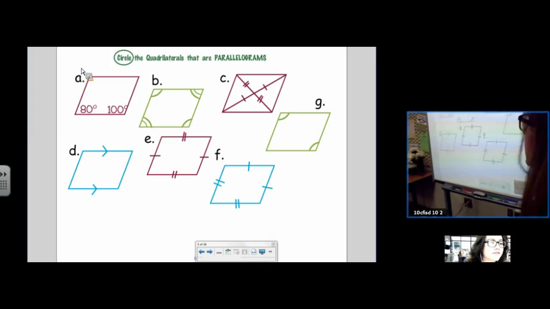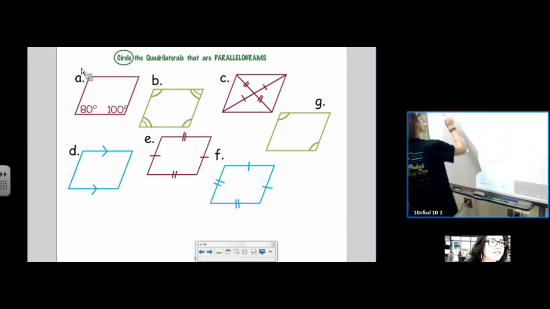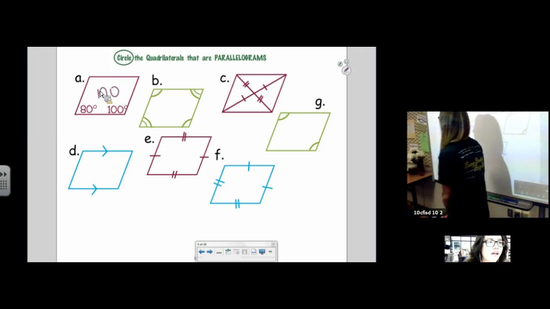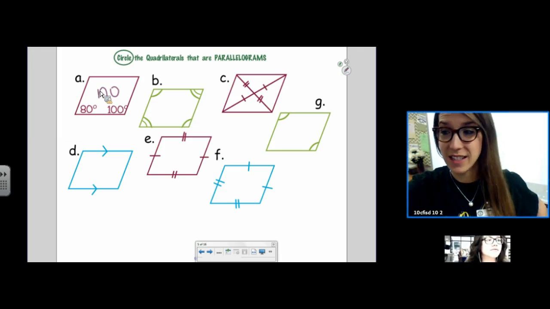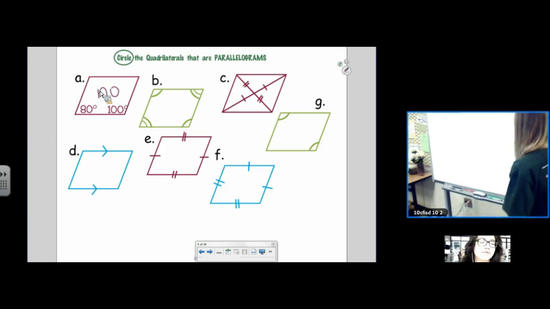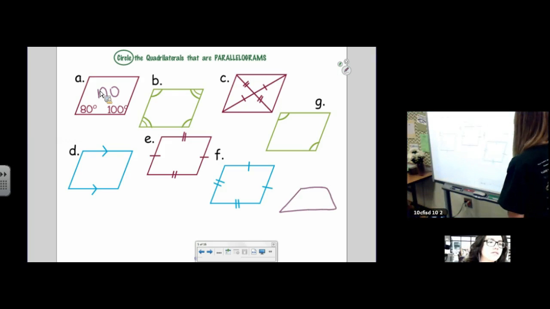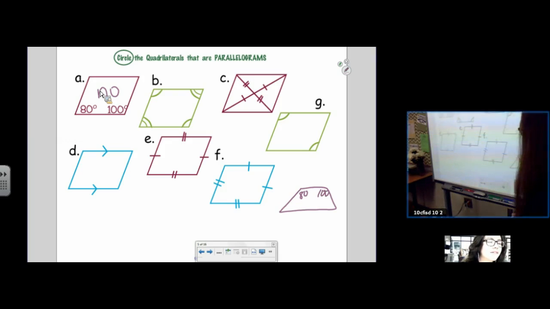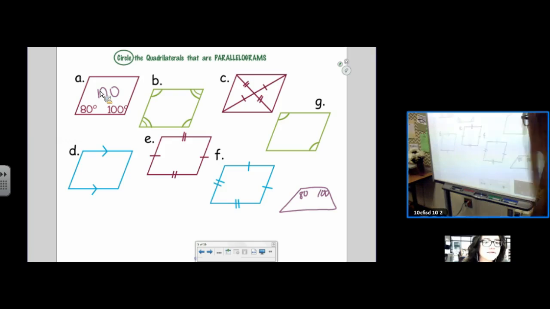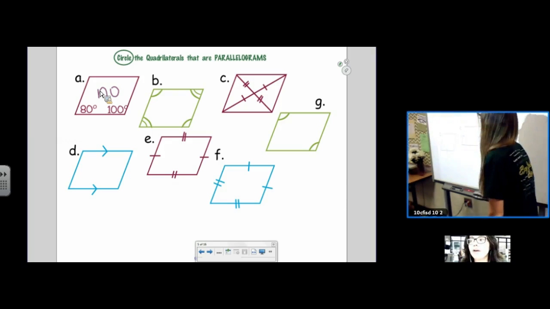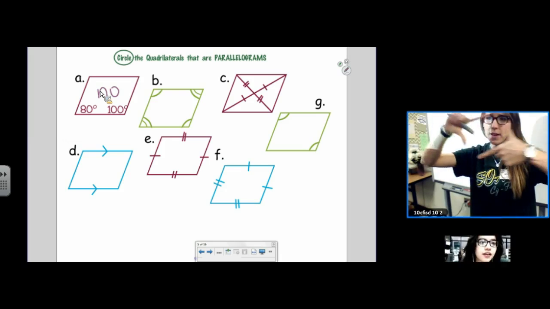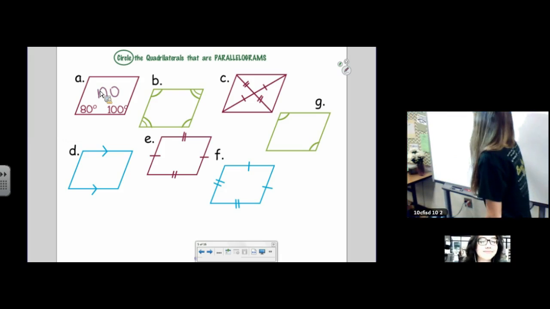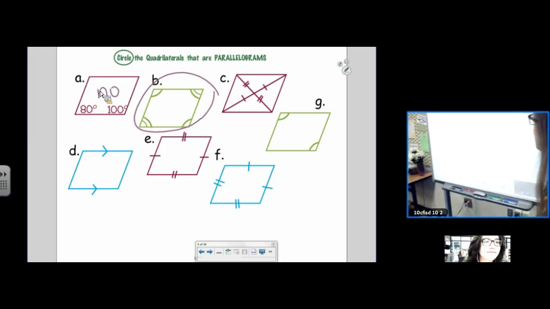Good, good. The answer is no. So we would not circle it. Just having one pair of consecutive angles supplementary is not enough. For all we know, that could be a trapezoid or something else, or it could be nothing actually. It does not have to be a parallelogram. Look at B. Yes or no? That's doing one of the properties, opposite angles congruent. So I circle it.